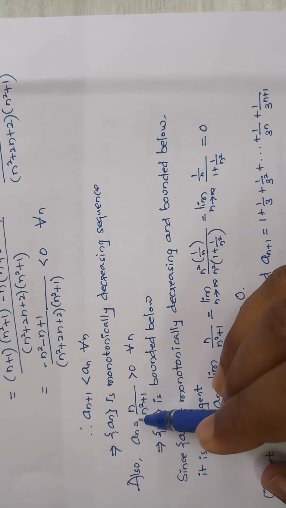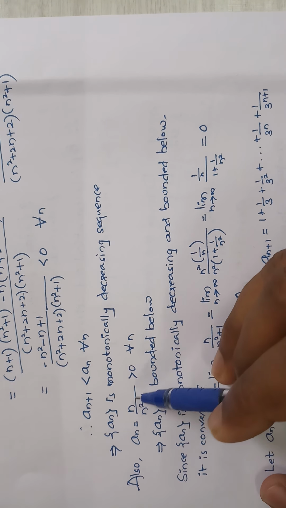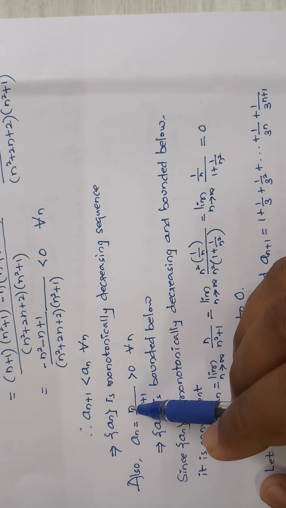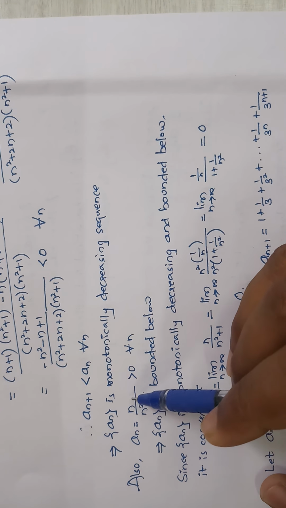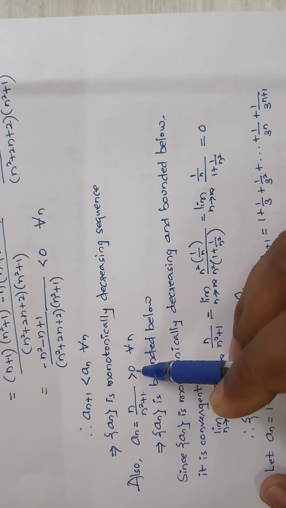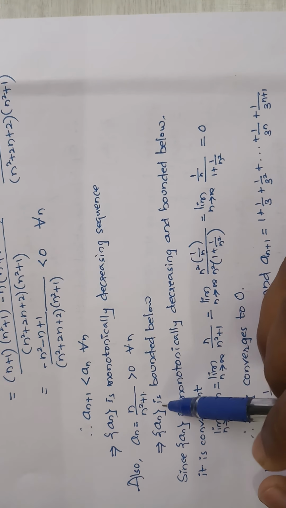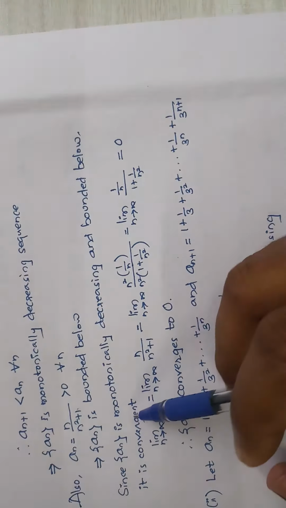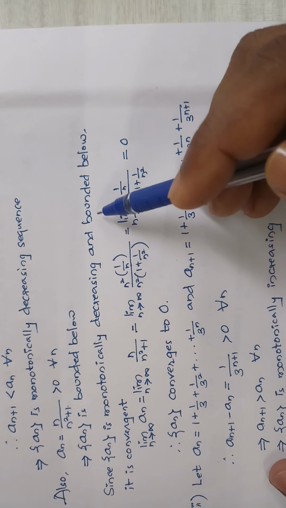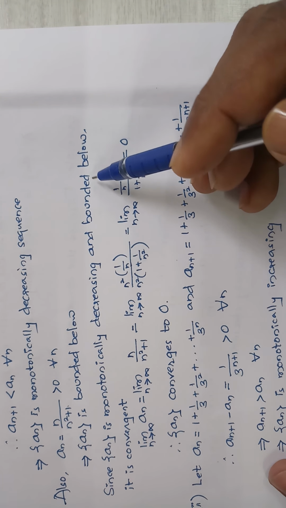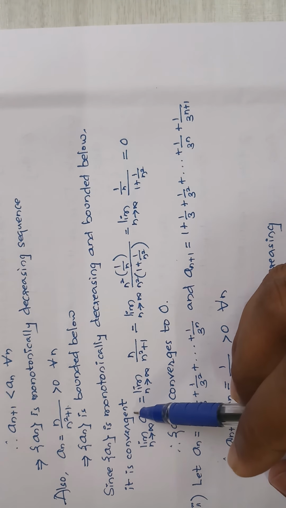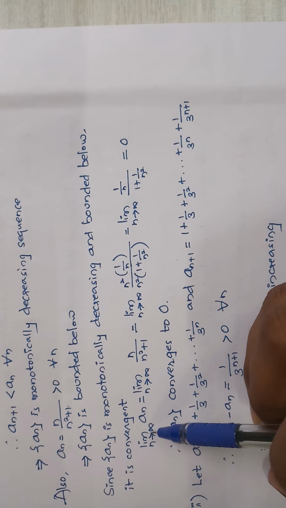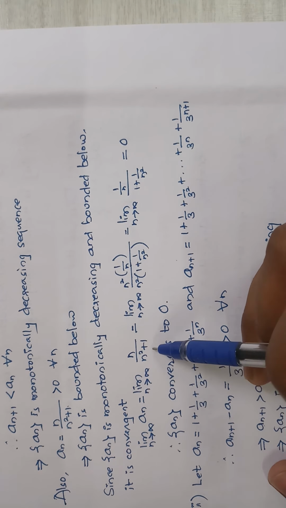Also, a_n is equal to n divided by n square plus 1. If you put any n belongs to N, it means if you put n is equal to 1, this is strictly greater than 0, because 1 divided by 1 square plus 1 means 0.5, and 0.5 is greater than 0. Therefore, a_n is bounded below. Since a_n is monotonically decreasing and bounded below, it is convergent.